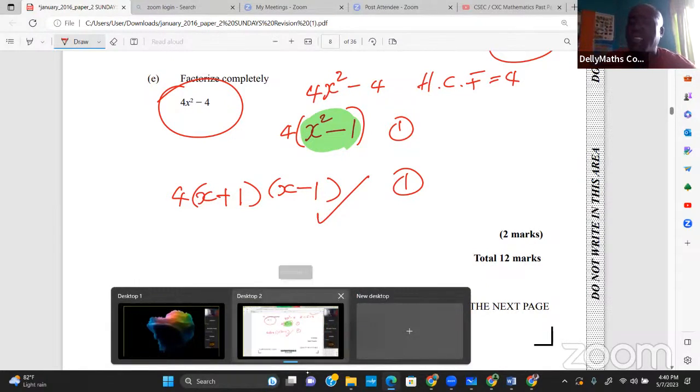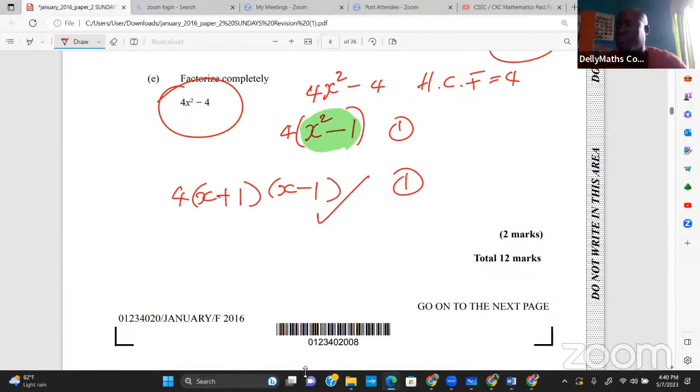And if you had done it and you get 2x plus 2 and 2x minus 2, you're going to get 1 mark for that, because it's not completely factorized. And I noticed that they made sure that they put the word. This word will force you to do the right thing. It says factorize completely, which means that when you factorize it, we are not supposed to see anything in common inside a bracket. So you have to be careful. All right, as you could see, we picked up some more marks there. Question 2 is fully done.